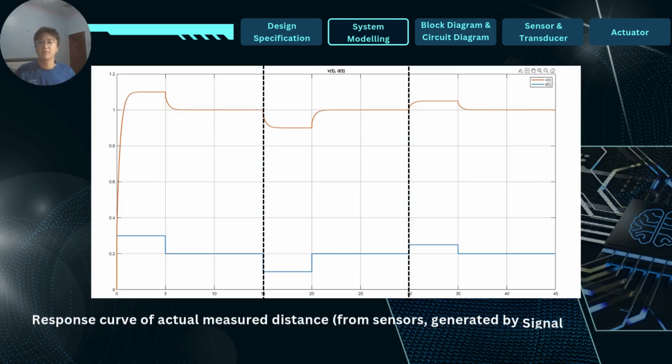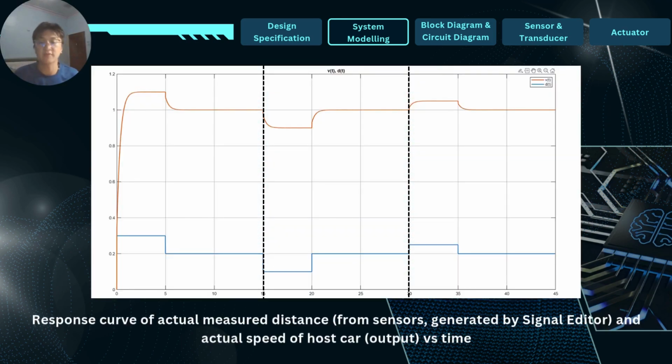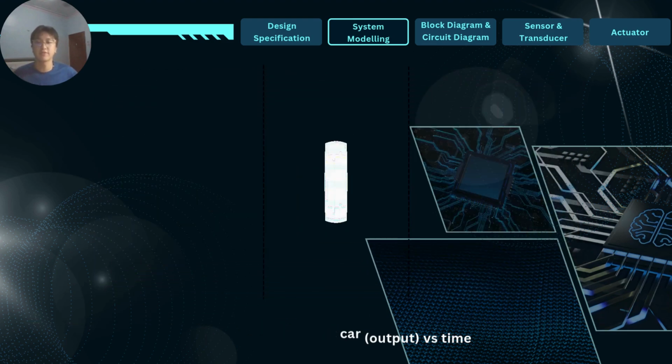This is the response curve of the actual measured distance from the sensor, generated by the signal editor, and the actual speed of the car versus time. For this graph explanation, let me turn to the next page to continue.